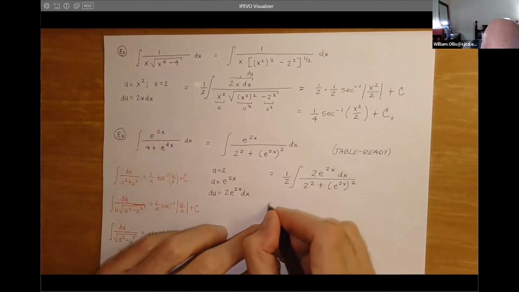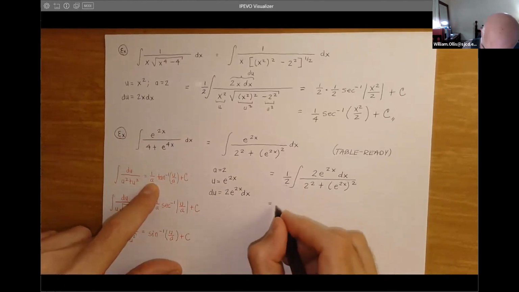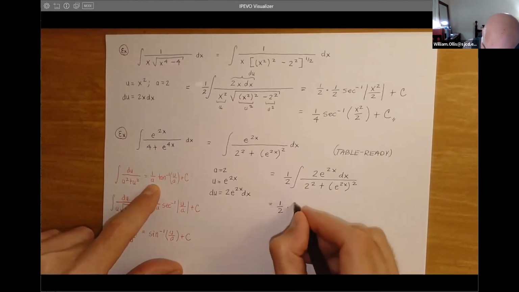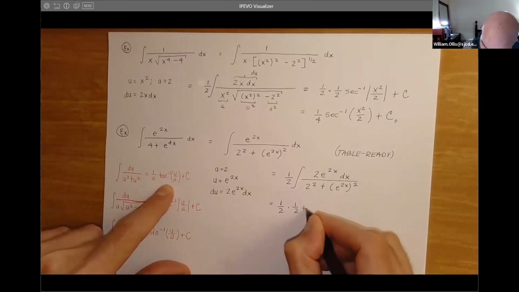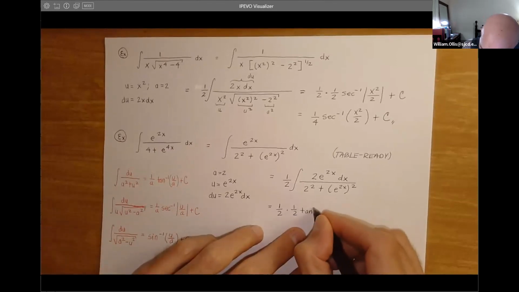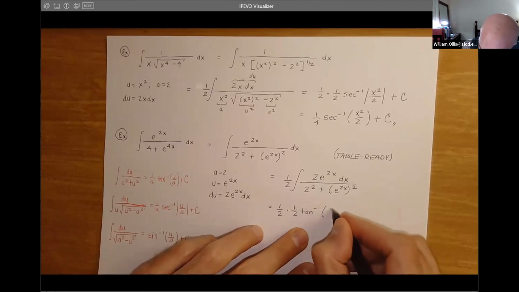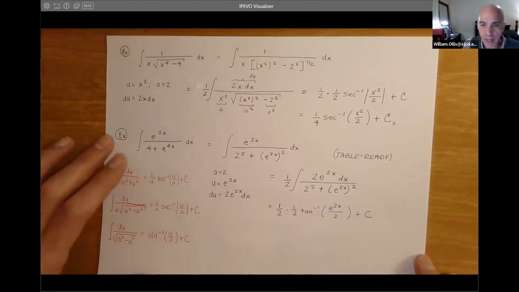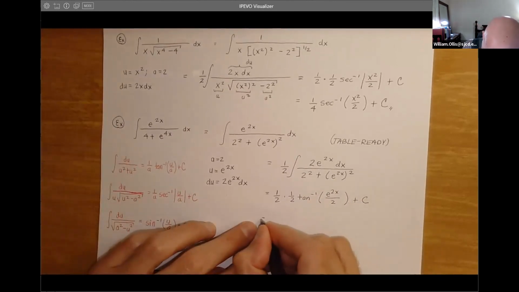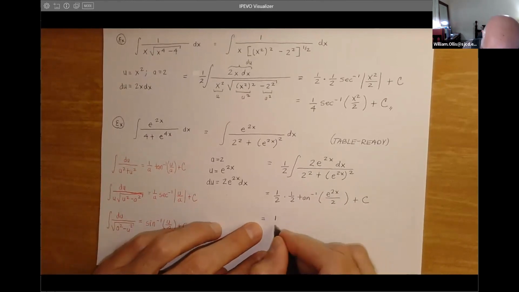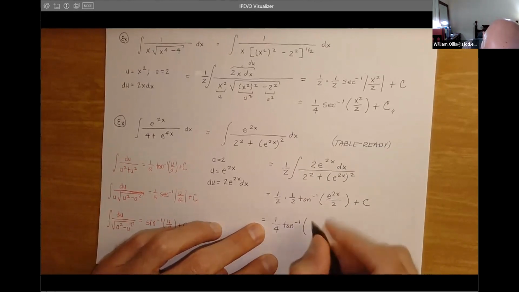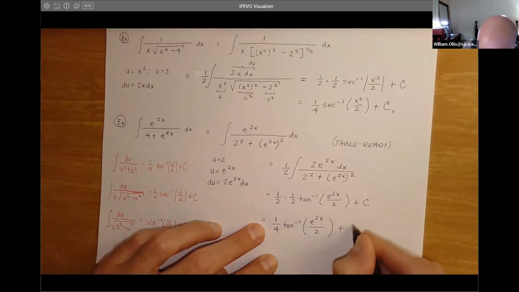So now, just like we did on the last problem, we have the 1 half that's already hanging out. And then the formula says another 1 half, 1 over a. So we have 1 half, and then inverse tangent of u, e to the 2x divided by 2, plus a constant. And so now just to clean this up, 1 half times 1 half will give us 1 fourth inverse tangent e to the 2x divided by 2 plus a constant.